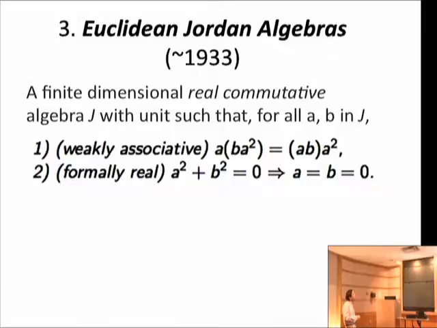For associativity, normally we have three elements, A, B, C. The product in two different orders is always the same. But here we have AB, and the third element has to be A squared. So it's a special kind of associativity.